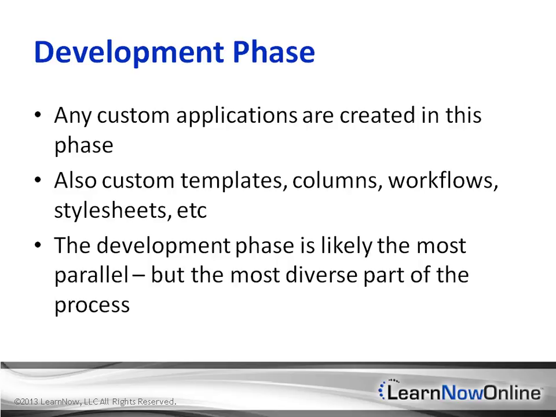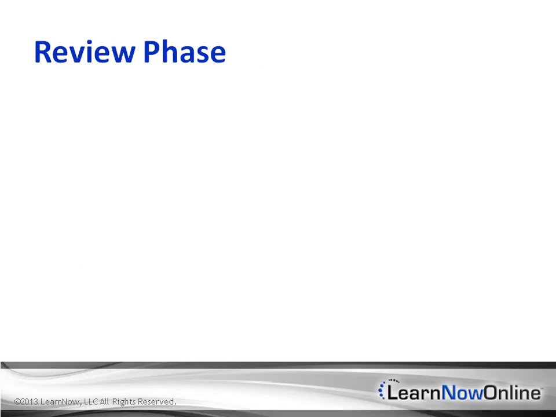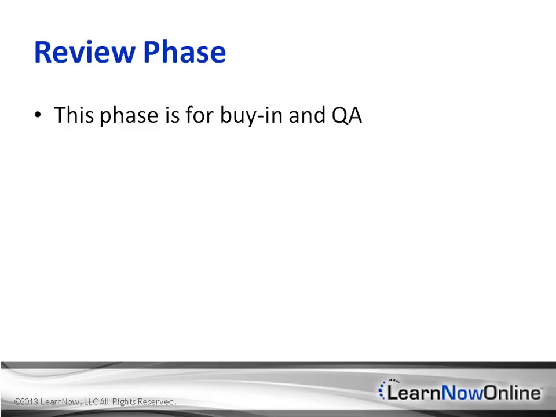Once you get your development done, then you have to come back and review it. This phase is for buy-in and QA. As I mentioned with development phase, it's a lot of cat herding. This is where you come back in and make sure that all of those different pieces synchronize back up to your plan very well. You want to do QA.